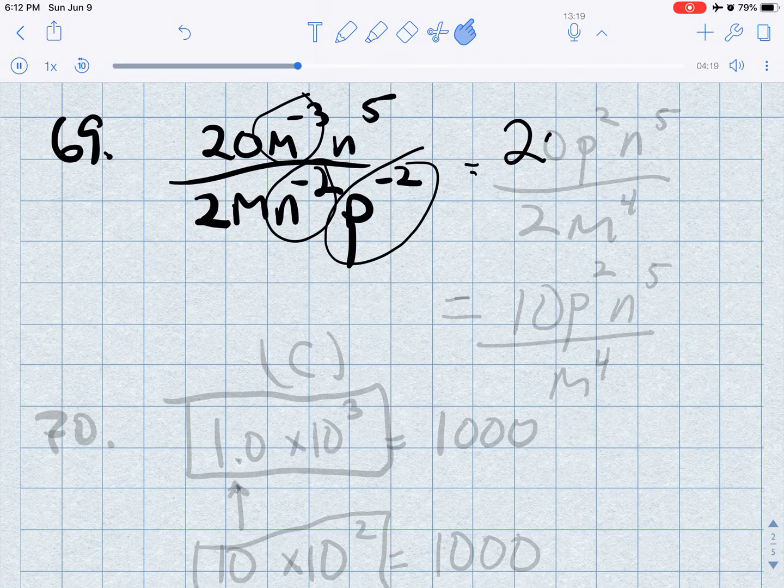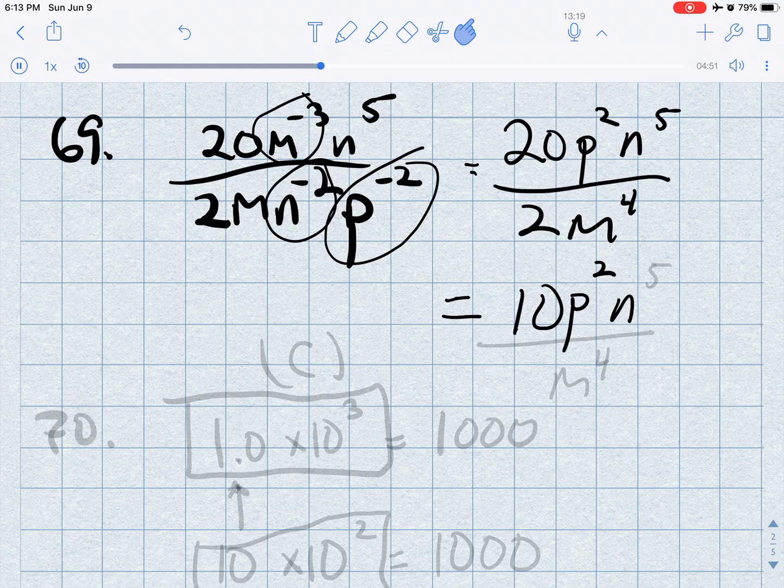So now I have 20 p squared n to the fifth over 2 m to the fourth, right? Because we had one m here in the denominator and the m to the negative 3 went downstairs, so it's m to the fourth now. Now we have 10 p squared n raised to the fifth over m to the fourth. This is choice C.